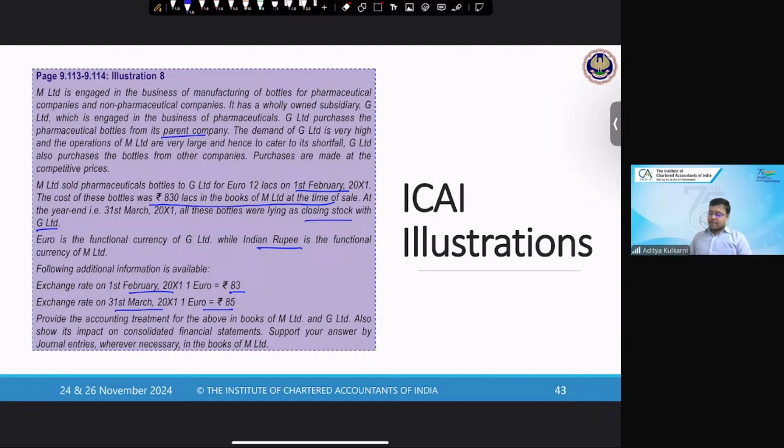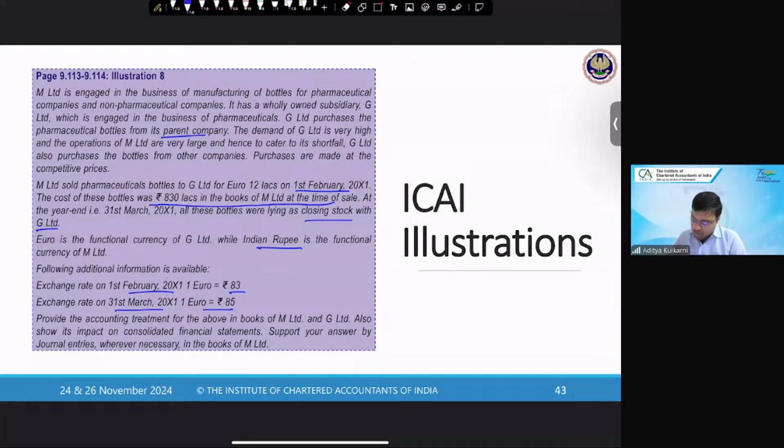Provide the accounting treatment for the above in the books of M Limited and G Limited and show the impact on consolidated financial statements. Support your answer by journal entries wherever necessary in the books of M Limited. Is it okay? Yes. So let us proceed.